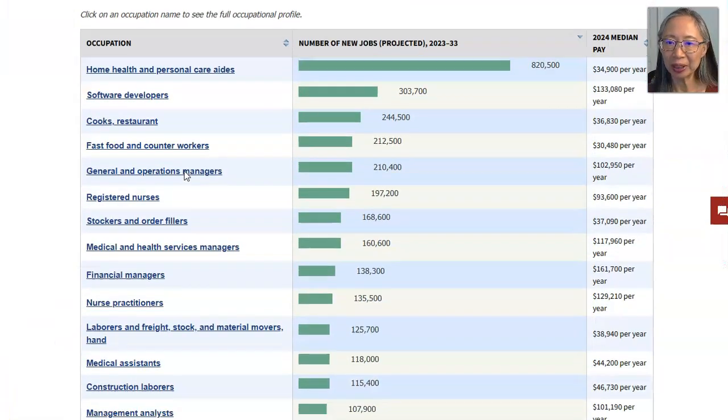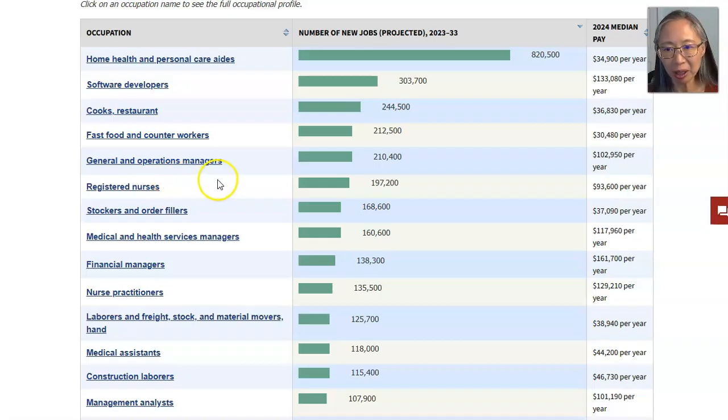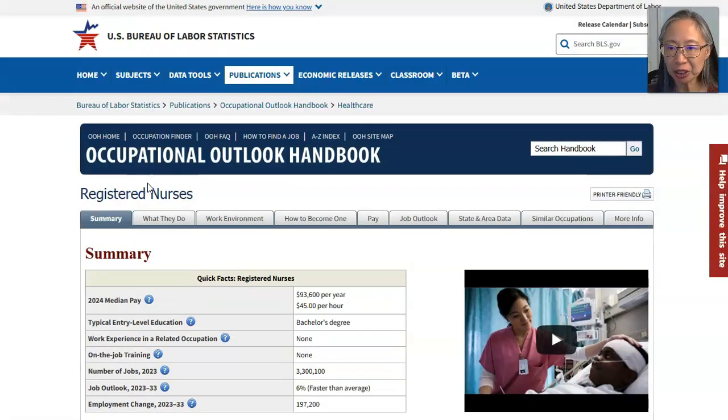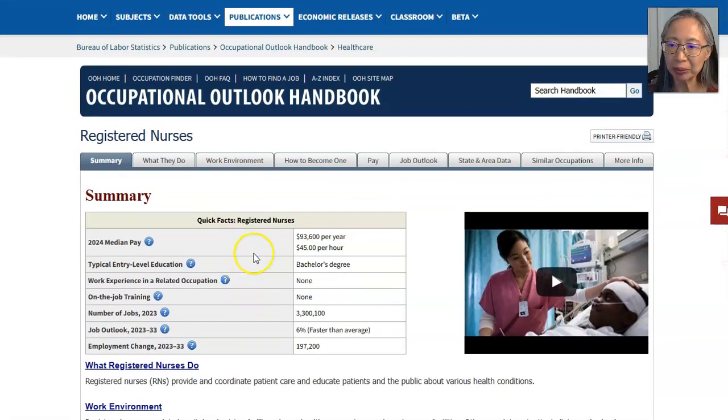Now let's go down and choose one of these careers. This is not a recommendation, it's just an example of what information you can find on the BLS website. So let's pick registered nurses. The first page is a summary page. It tells you the median pay.